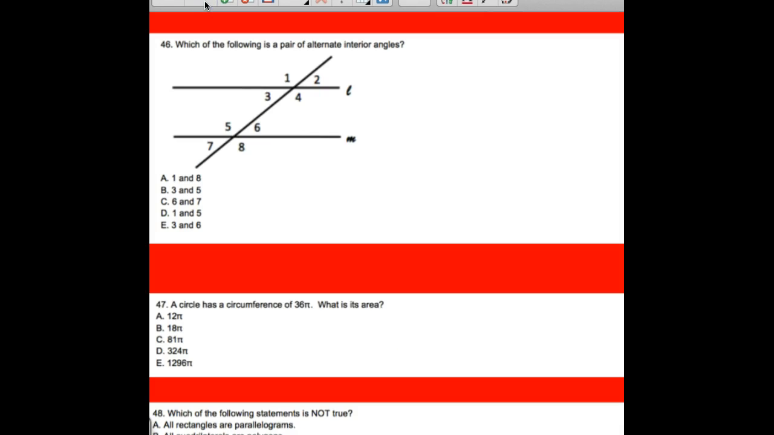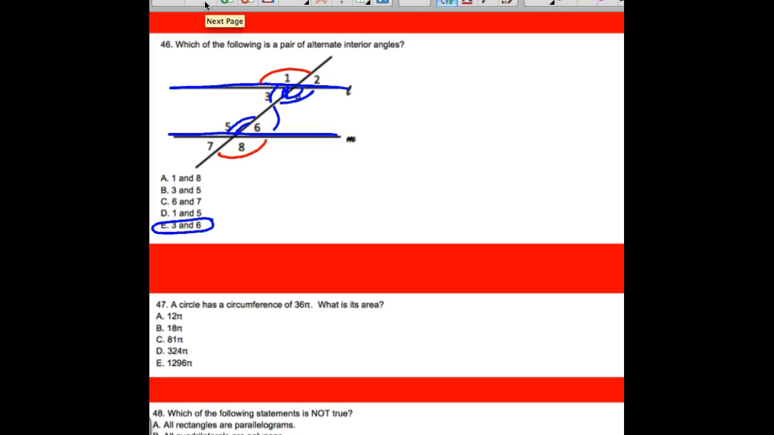Number 46, we have some alternate interior angles. Interior means inside the parallel lines, so 3, 4, 5, and 6 are interior. 1, 2, 7, 8 are exterior. Alternate interior means opposite sides of the transversal. 3 and 6 and 4 and 5. Sorry. And their angles are congruent if you needed to know that. But 3 and 6 are alternate interior. 1 and 8 would be called alternate exterior, and they are also congruent.